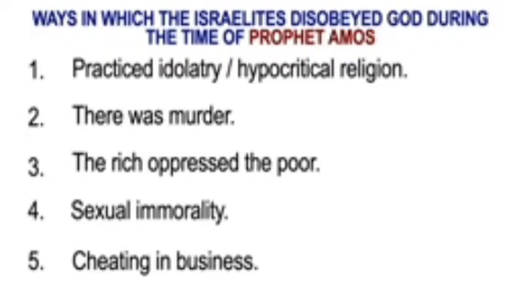Number 2, there was murder. Number 3, the rich oppressed the poor, or rather it's the same point to say the rich sold the poor as slaves. Number 4, there was sexual immorality, or rather you can say there was temple prostitution. Number 5, there was cheating in business.